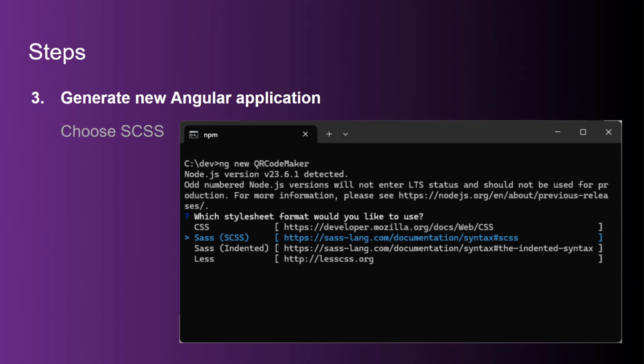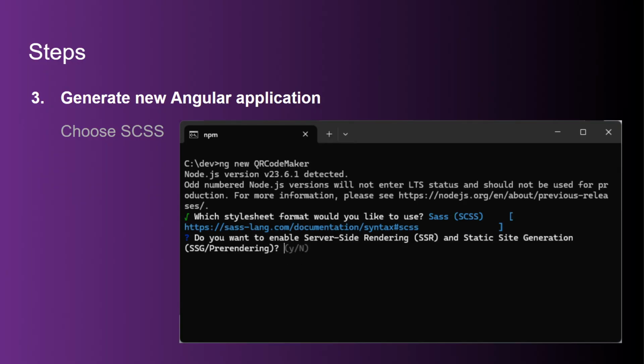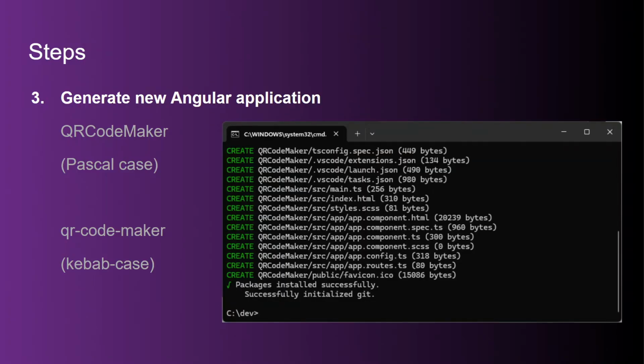Change the default to SCSS as it's much more common for Angular developers to use. Simply press the down arrow key, then hit enter. When prompted to enable server-side rendering, just press enter to accept the default option of no. While SSR can be useful for certain projects, it's beyond the scope of this video series. And your new Angular application has been created.